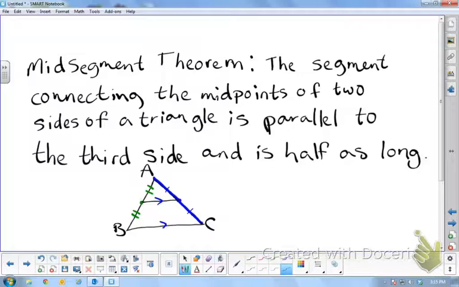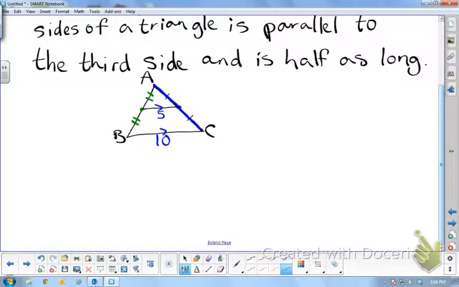If instead of going from the midpoint of AB to the midpoint of AC, I had done the midpoint on the bottom of our triangle, what we got would still be parallel to the third side. So those are parallel. And then the segment in the middle is half as large as the bottom segment. So if the bottom segment was 10, this segment in the middle would be 5. And again, that must be the case every single time. So we can use that information to solve some problems with our triangles.